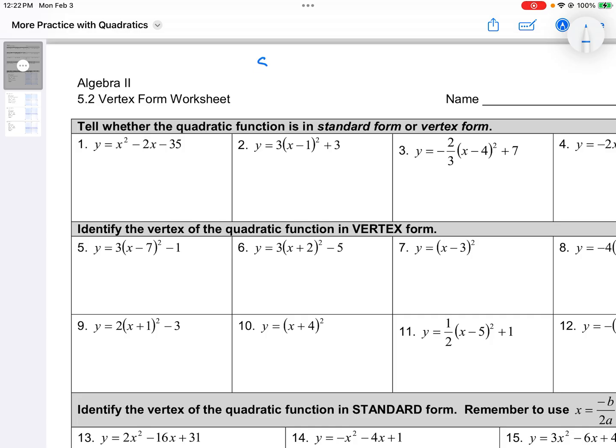Standard form, and I apologize again for this pen making a noise, looks like this: ax squared plus bx plus c. That's typically the form we look at when we're going to factor, when we're going to do the star method or the rainbow method. Vertex form is called vertex form because it gives you the vertex if it's in the correct form. We call it y equals a(x minus h) squared plus k, and this gives me my vertex. So on 1, 2, 3, and 4, you're just going to label each one standard form or vertex form.